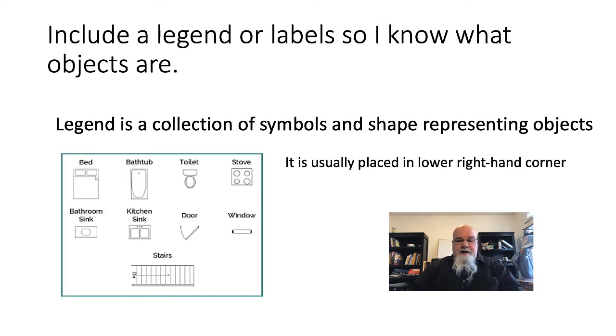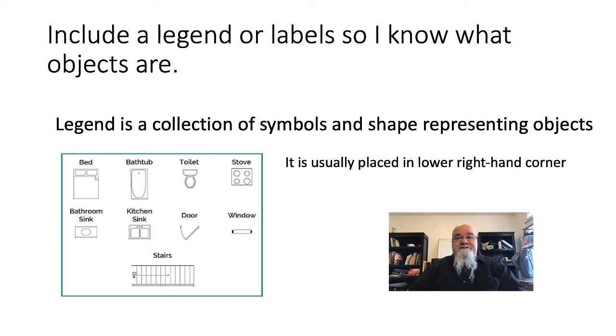Included in your drawing, you want to put a legend or label everything so we know what they are. A little circle or a square could be a nightstand, it could be a table, it could be a mini fridge, it could be a stuffed animal that you set on stage. So we need to know, and you have to do this by either labeling it or putting a legend.